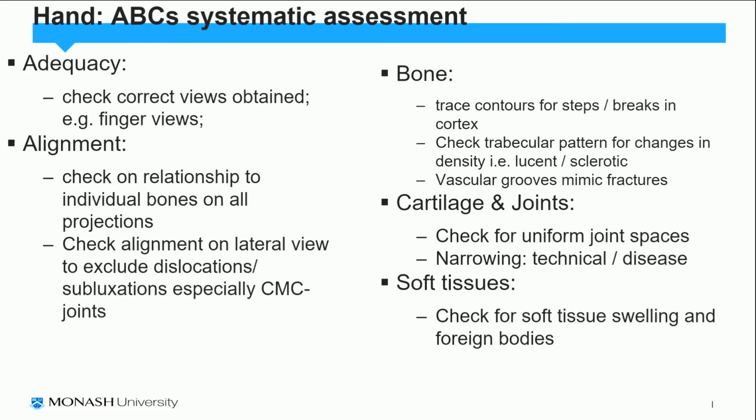There's lots of joints that you need to look at, so make sure that you check each of those for uniform joint spaces, and then also for any narrowing. Be aware that technical issues due to positioning of a patient's hand can affect the joint spaces. And then in the soft tissue, check for soft tissue swelling and foreign bodies.